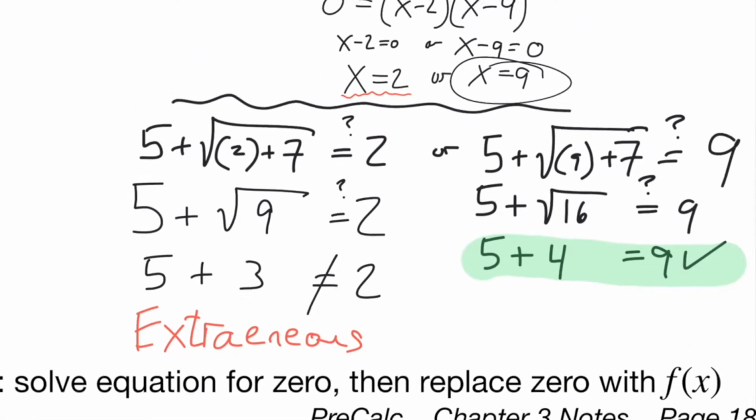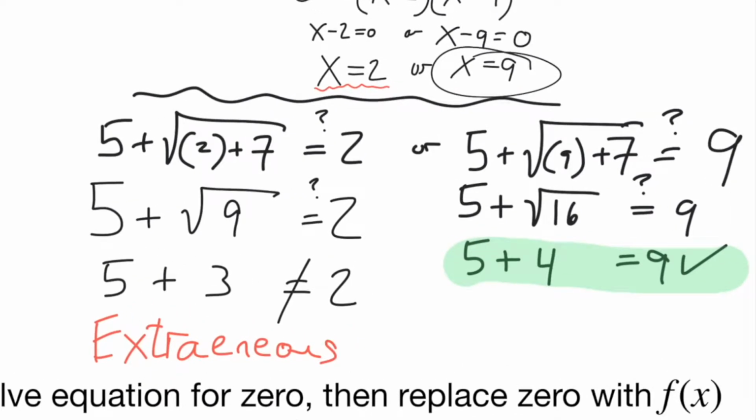When you check your answers in the original equation, you find that, wait a minute, plugging in 2, just like here, we think it's an answer. You plug in 2, and you get square root of 9, which is 3. 5 plus 3 is actually not equal to 2. 5 plus the negative square root of 3 is equal to 2, sure, but that's not what we're calculating. So this is an extraneous solution, and so we should not report it as an answer.